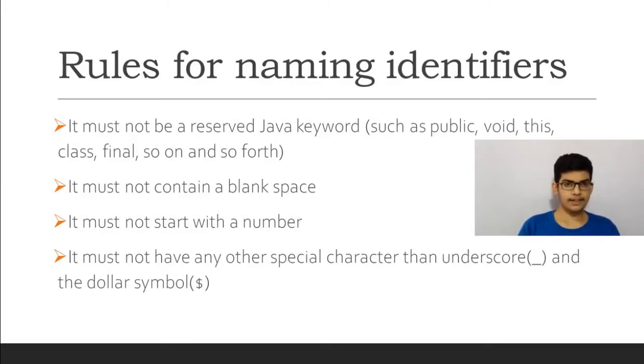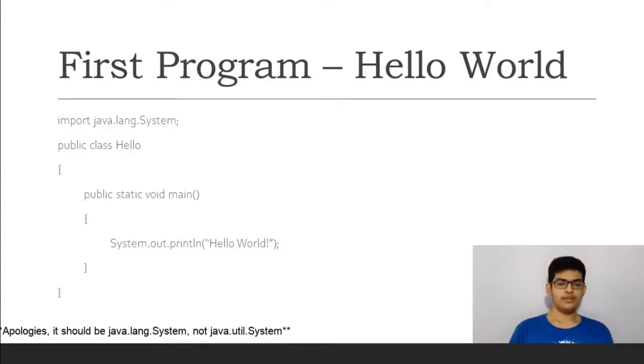You can name it whatever you like, as long as you follow the following rules. It must not be a reserved Java keyword, such as public, void, this, class, final, so on and so forth. It must not contain a blank space. It must not start with a number. It must not have any special character other than underscore and the dollar symbol. The rules for naming any other identifier, such as variable name or function name, are also the same. We'll learn more about variables and functions in upcoming classes.